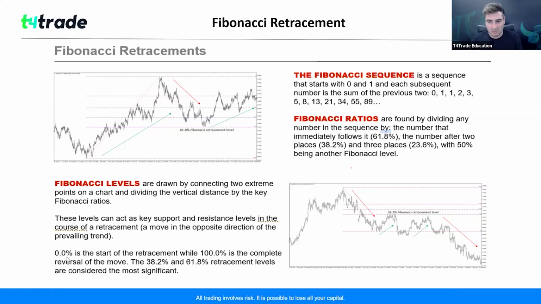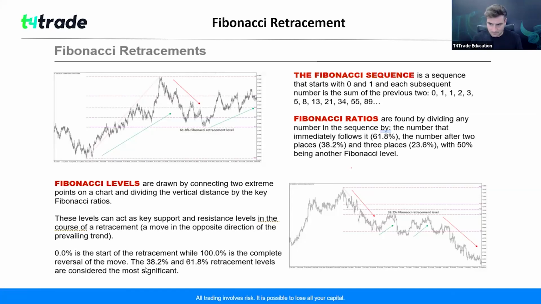So 0% is the start of the retracement. From the bottom, in a sense, to the top, which is the 100%, the complete, excuse me, the other way around. So 100 is the bottom, 0% is the top. So the complete reversal of the move is the 100%. If that comes down here, I don't know if you can see my mouse pointer, hopefully.